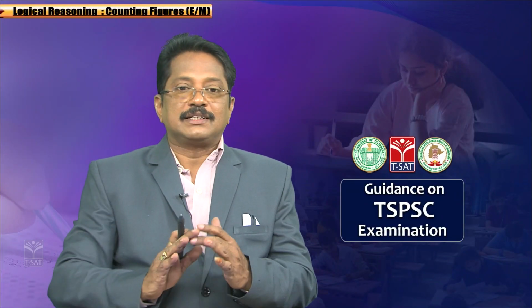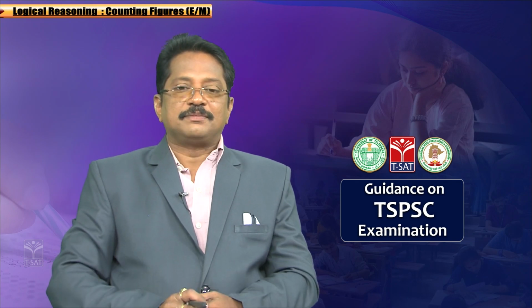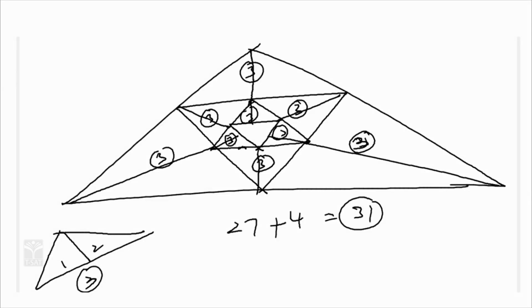When the figure is this kind, how are you going to find the number of triangles? Of course, I have written the answer there. Now, how are you going to see this? I am taking it one by one here, this one. Okay, now I am taking this triangle.